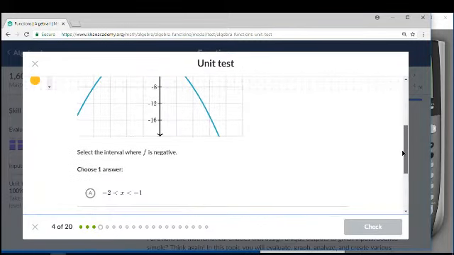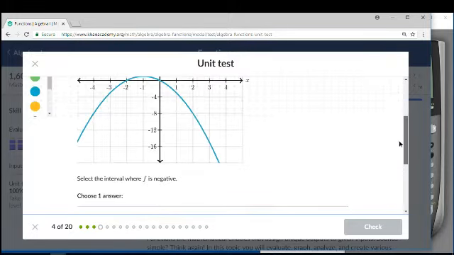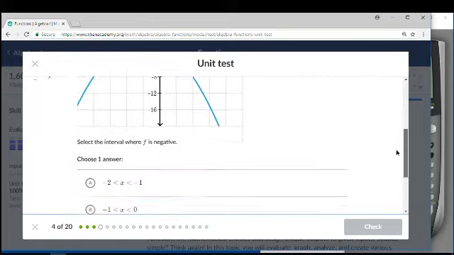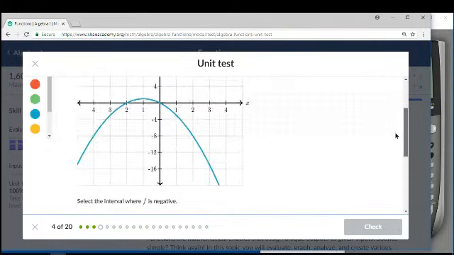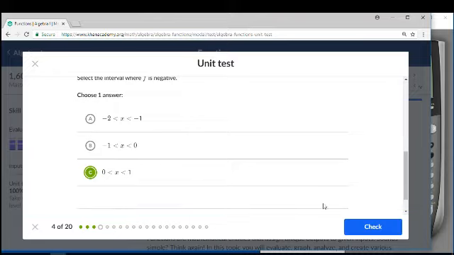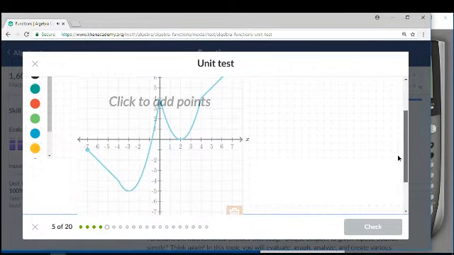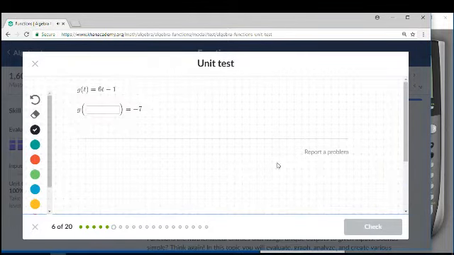All right. The interval where it's negative, from negative 2 to negative 1, not negative. From negative 1 to 0, not negative. From 0 to 1, yes, it's below the x-axis. All right, mark the absolute minimum point. That's the lowest y value, so that's that point right there.